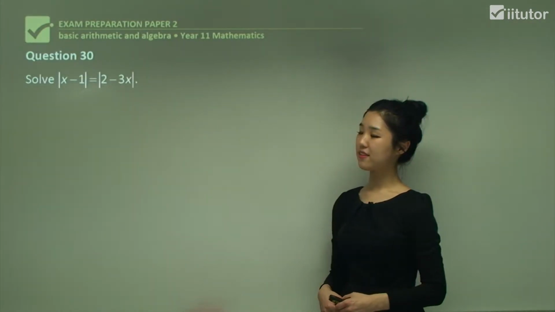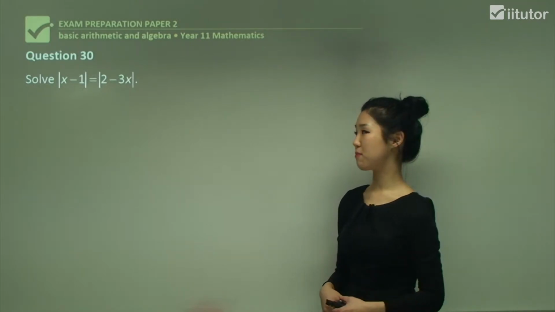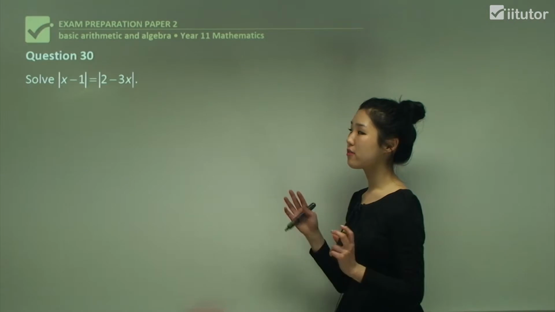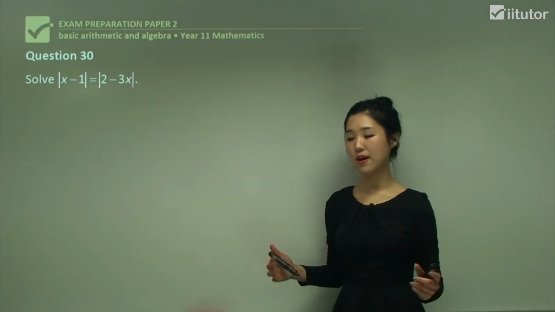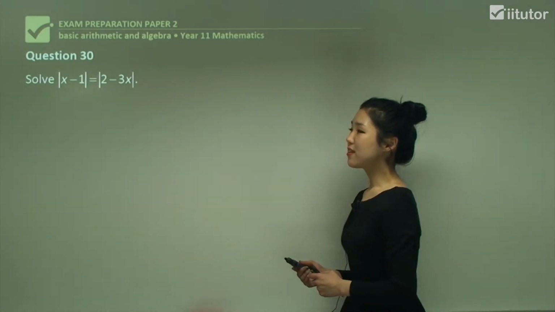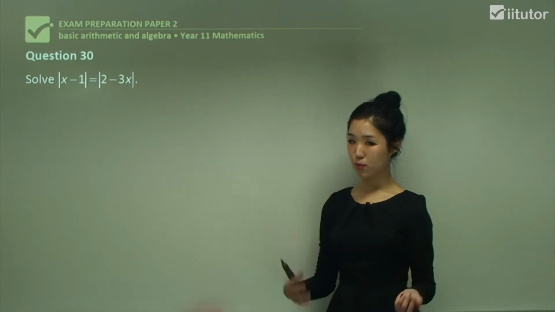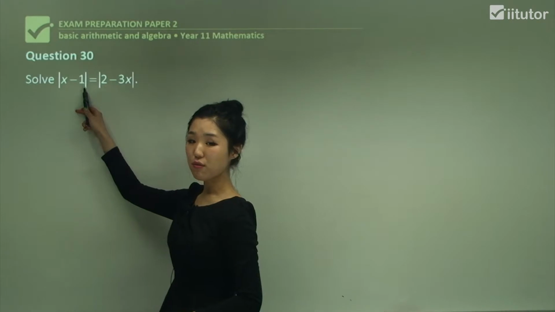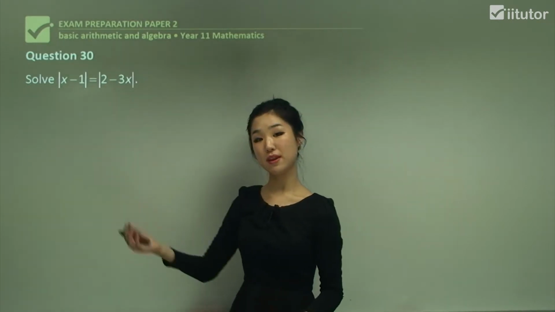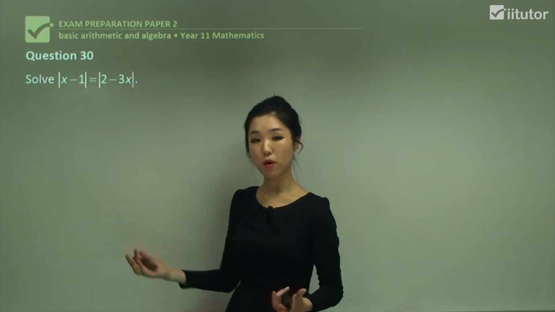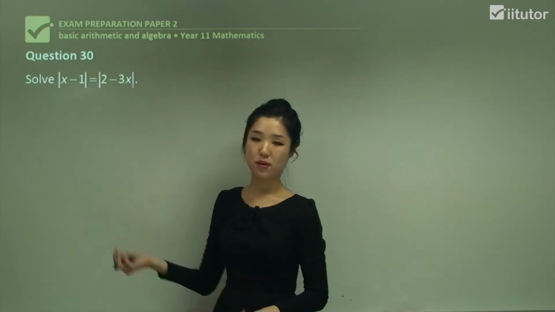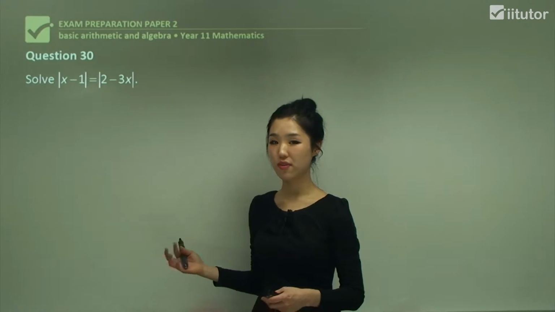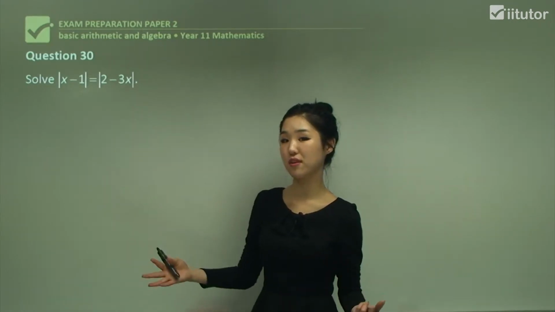So question 30 is very similar to the previous question, but this time we have two absolute bars. Both sides have absolute bars surrounding them. Now, I want you to think of it as similar to what we did in the previous question. x minus 1 could be negative and 2 minus 3x could be negative as well, or both could be positive, or only one of them could be negative. All cases are possible because of the absolute bars. No matter what the signs are, it's all going to turn out positive.